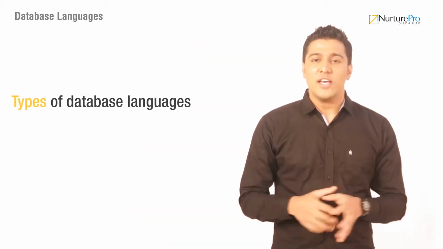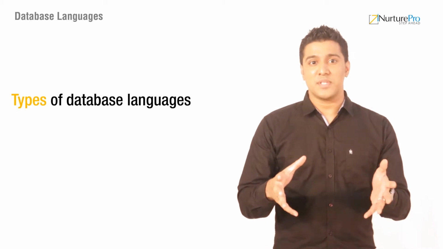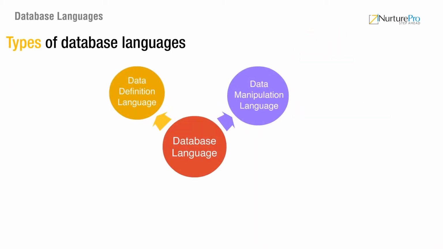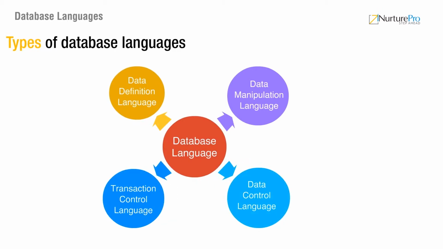You can perform these operations using the most popular relational database management systems such as Oracle, MySQL, Microsoft SQL Server, IBM DB2, and much more. There are 4 different types of database languages through which you can interact with the database systems: data definition language, data manipulation language, data control language, and transaction control language. Now let us look at each one of them.